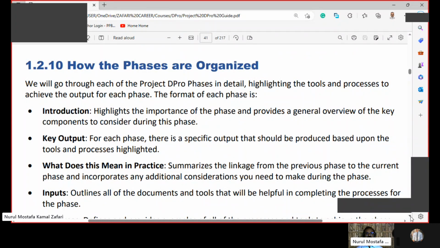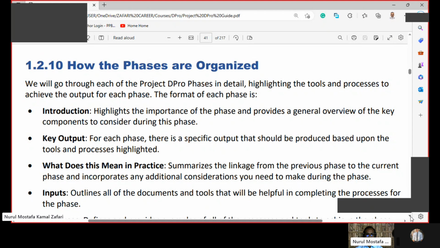So now 1.2.10, how the phases are organized. We will go through each of the Project DPro phases in detail, highlighting the tools and processes to achieve the output for each phase. The format of each phase is introduction, which highlights the importance of the phase and provides a general overview of the key components to consider during this phase. So the phases will be discussed in detail.